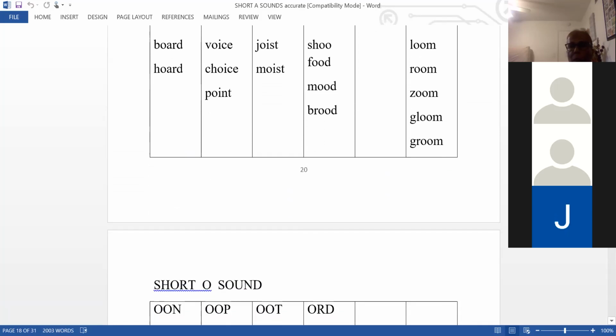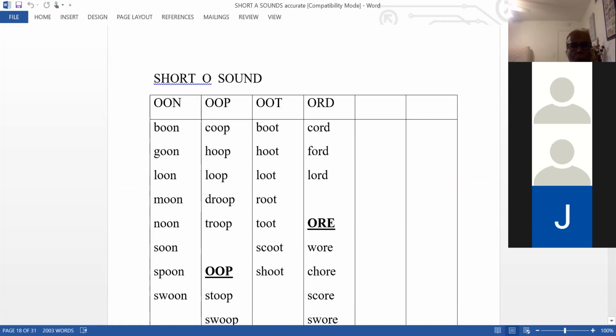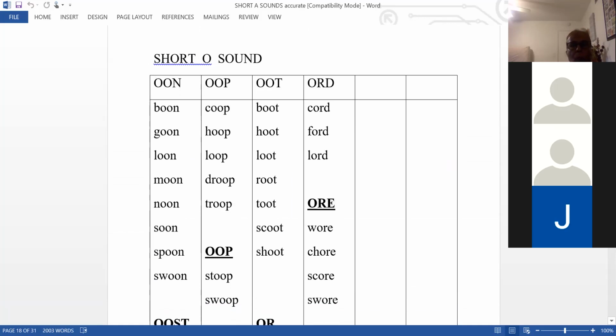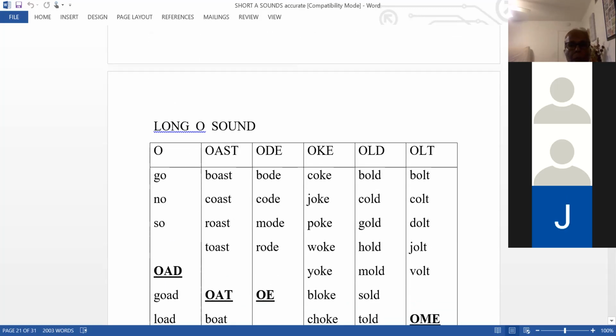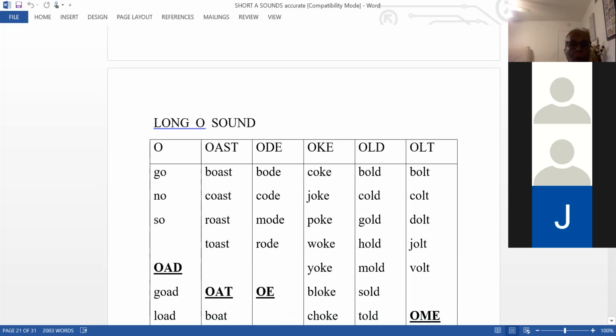We have quite a bit with short O. Un, oop, oot, odd. Cord, odd, oh. Yes, you're getting the O sound with odd. Awesome, not O. And here you have O as in go, no, so. You see, you come back to your alphabet words, O, ost, od.